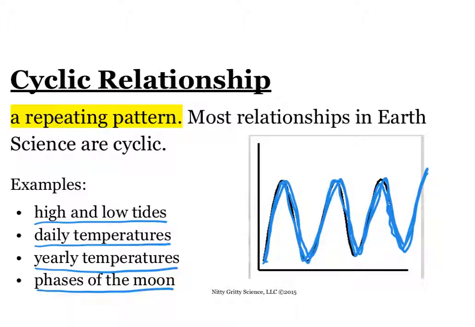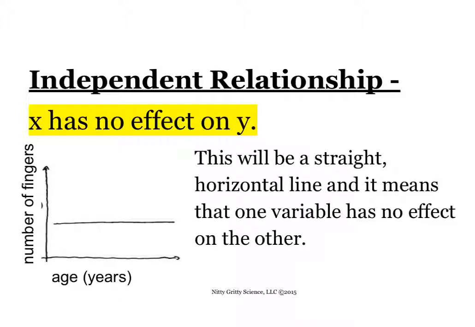And then phases of the moon is another example. The moon goes from full, where it's very, very bright, and then it starts to get less full, and then pretty soon it becomes full again. And so it just keeps on repeating itself. And the last and final example of a type of relationship in earth science is an independent relationship. This is where X has no effect on Y at all.